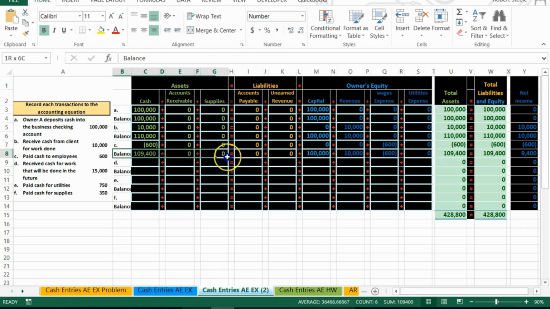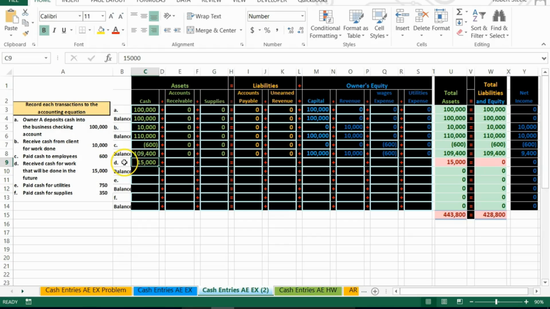We don't care about anything that happened above that as we are recording transaction D, which says receive cash for work that will be done in the future. So first question, is cash affected? Yes, we received it. It went up 15,000. So we're going to go to cell C9 there. We're going to type in 15,000, no commas or anything, and enter. That's the first account that's affected.